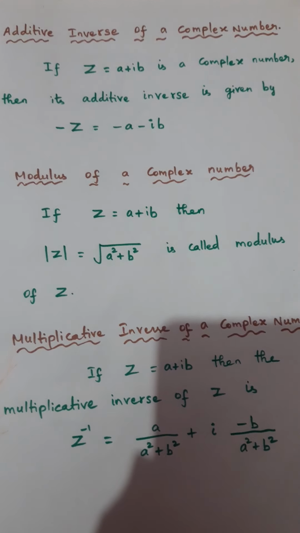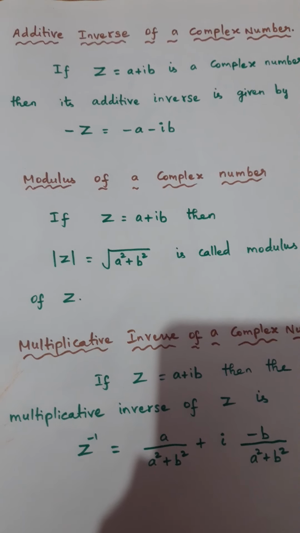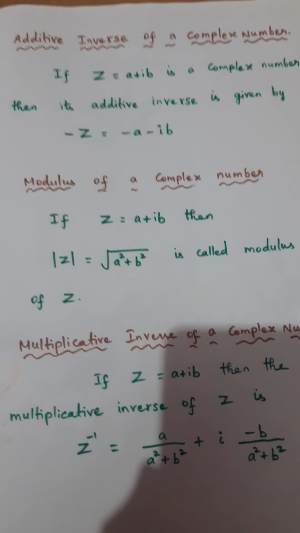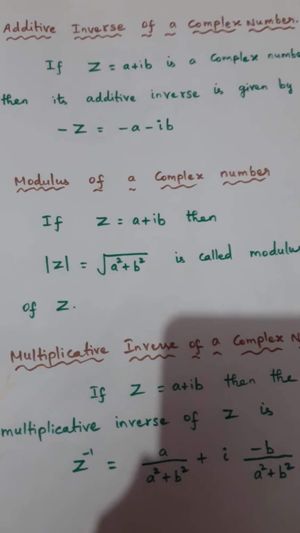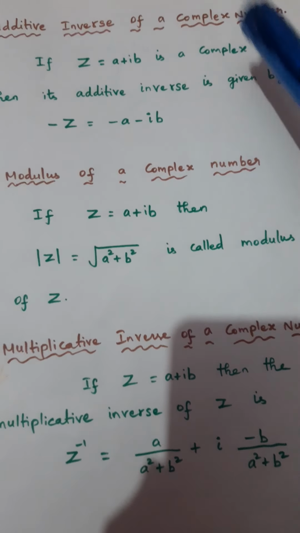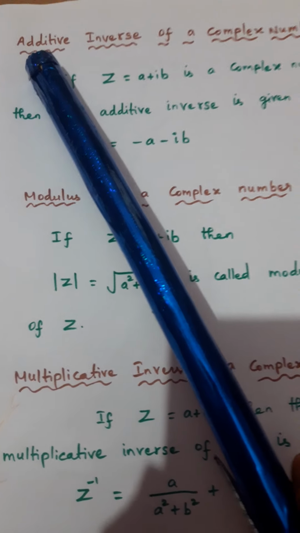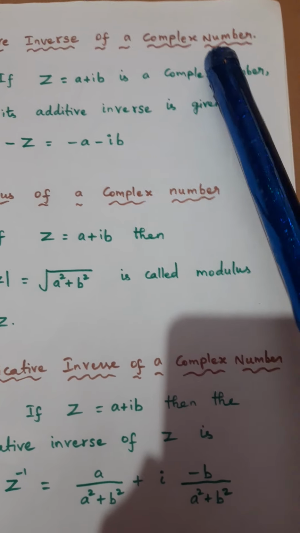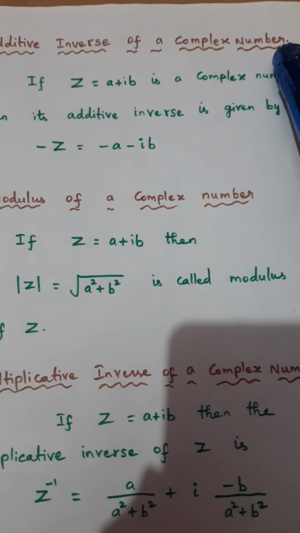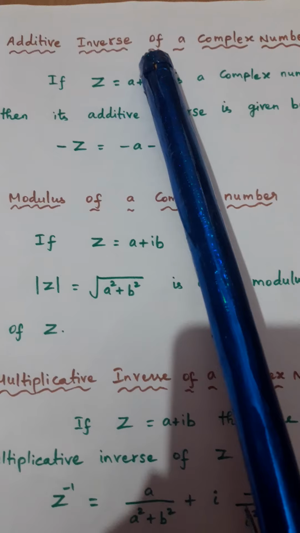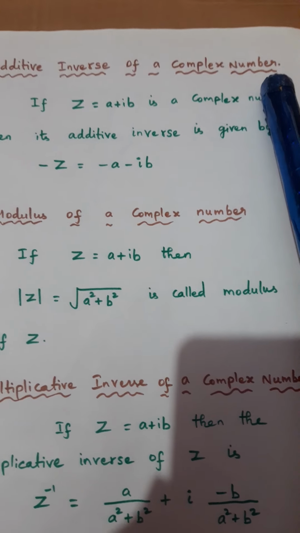Now in continuation of this topic, we will see three more concepts in this class. On your screen, three headings are given. The first heading is additive inverse of a complex number.